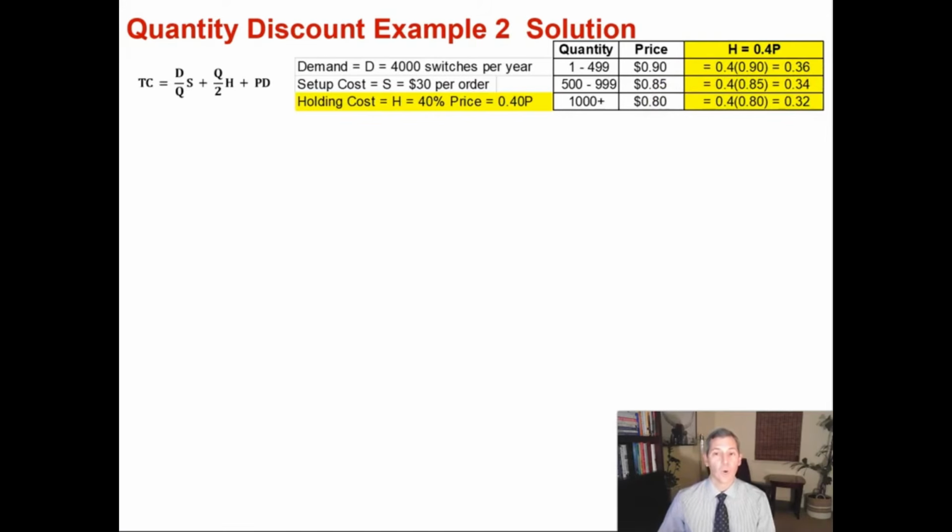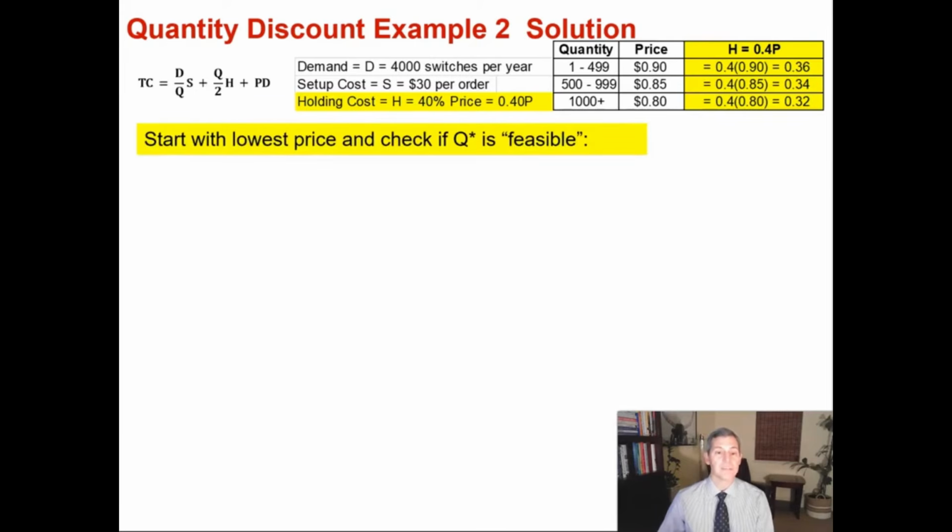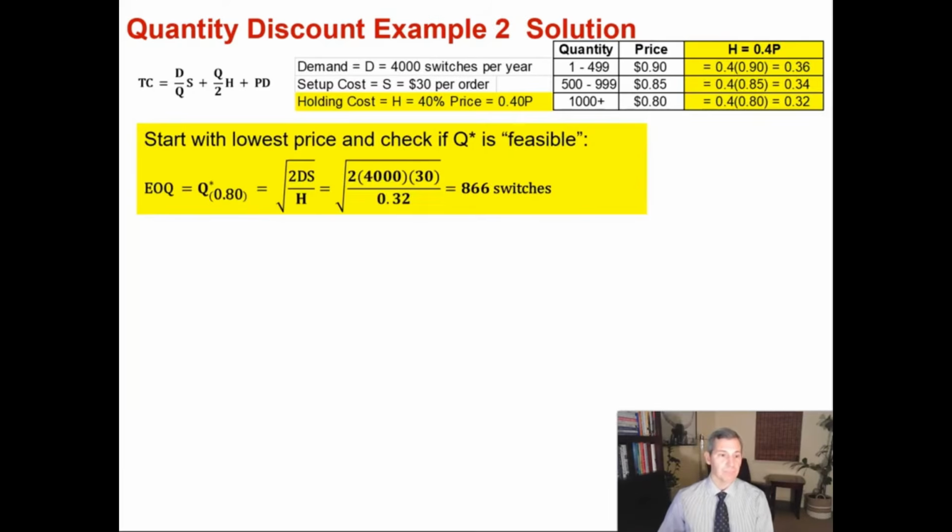So let's start with the lowest price and check to see if our economic order quantity is a feasible solution. Okay, so we're starting with 80 cents. At 80 cents, our holding cost is 32 cents. We know that our annual demand is 4,000 switches. We know that our setup cost is $30 per order. So at the price of 80 cents, our holding cost is 32 cents, and that calculates out to be 866 switches. So before I go on, do you see any issues with this?